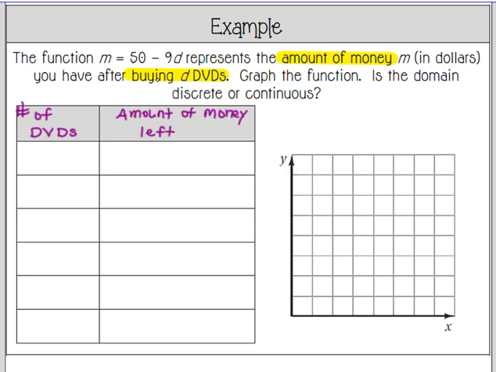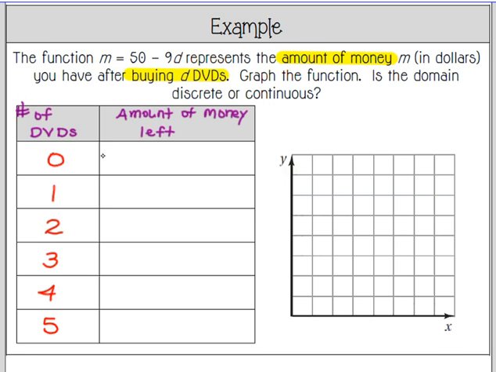So when it gives us the equation, all we need to do is plug in some values. We'll start with if we buy 0 DVDs, and we'll use whole numbers. So if we buy 1 DVD, 2 DVDs, 3 DVDs, 4, and 5, that way we can get some data. And since it gives us our equation, we just need to plug our value in for D, and it will give us our value of M.